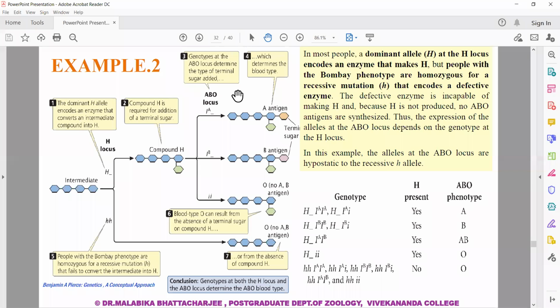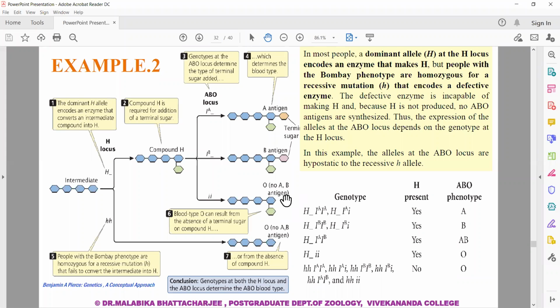Okay. So we have an IA locus and an IB locus, and as you can see, the IA allele adds N-acetyl galactosamine, we get A antigen. The IB allele adds galactose, we get the B antigen. But in case where there is neither IA nor IB, but there is IO-IO, so we have the H compound. No terminal sugar is added.